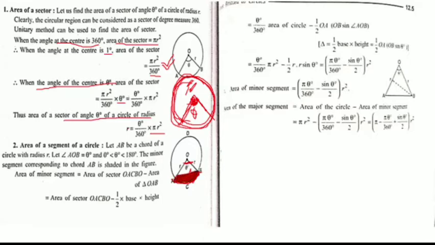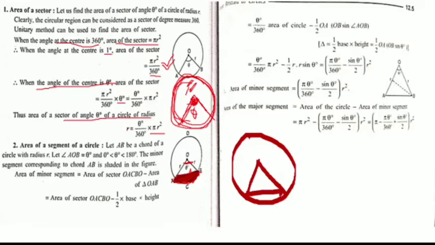So how to find out this segment portion? You can see, from the area of the sector, let me draw it once again, I have subtracted the area of the triangle. Then we got the area of the segment. So this is what I have written here. But how to find out the area of the triangle, because it is not showing any height or any base? It has a certain angle.